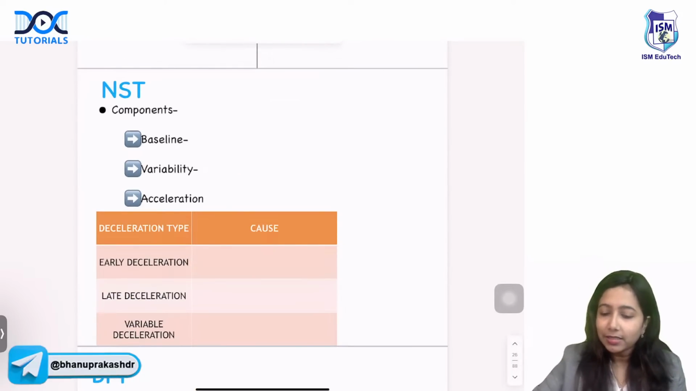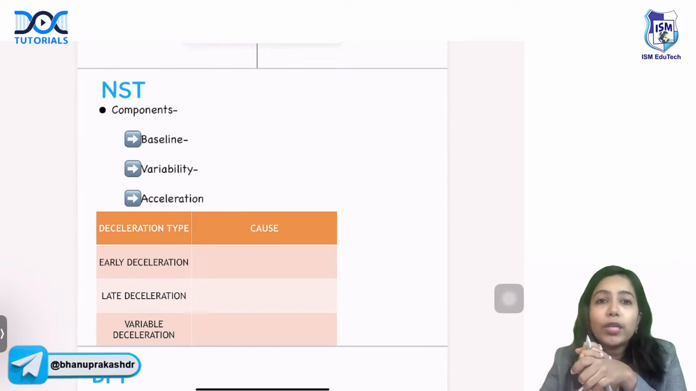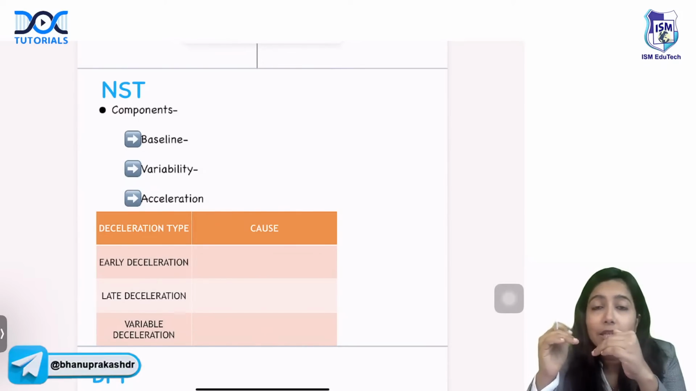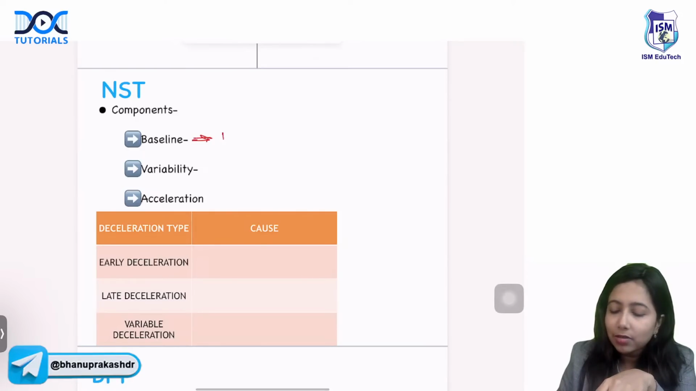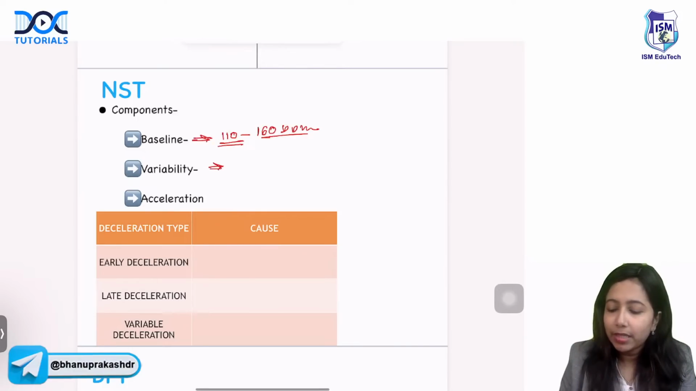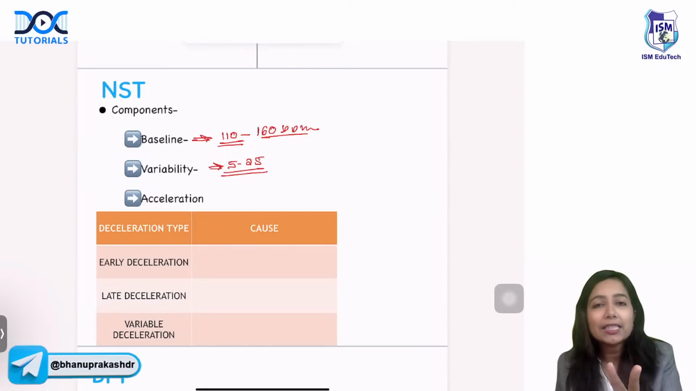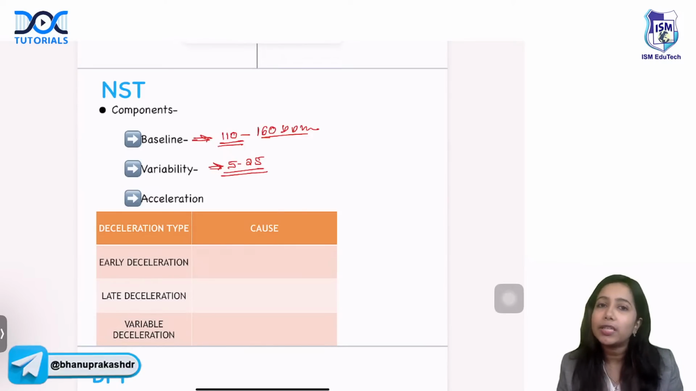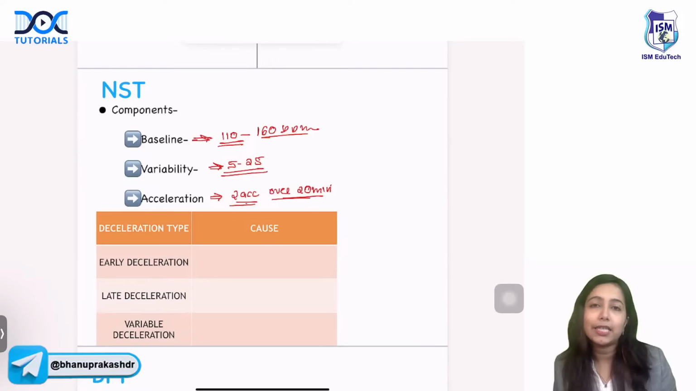Now coming to the next topic, that is non-stress test, NST. In NST, we look at the baseline heart rate, the beat-to-beat variability, the presence of acceleration. And fourth thing is there should not be any decelerations. What is the normal baseline heart rate? It is between 110 to 160 beats per minute. And the normal variability is between 5 to 25. If there are at least two accelerations over a period of 20 minutes, we call it reactive. So there should be two accelerations over 20 minutes, and there should not be any decelerations.